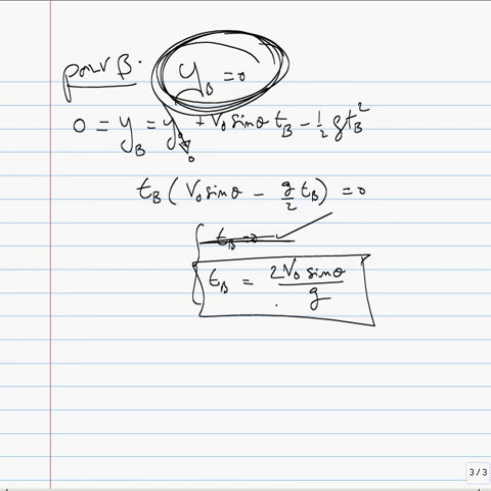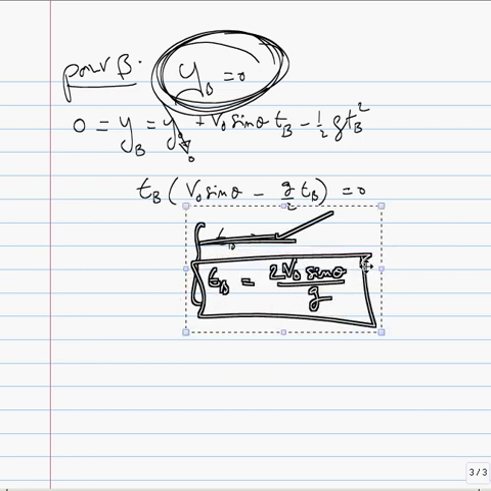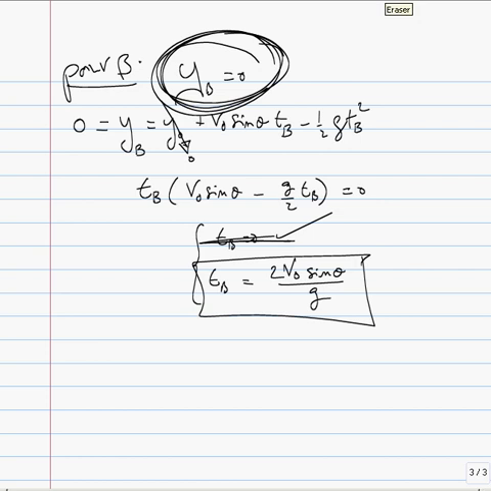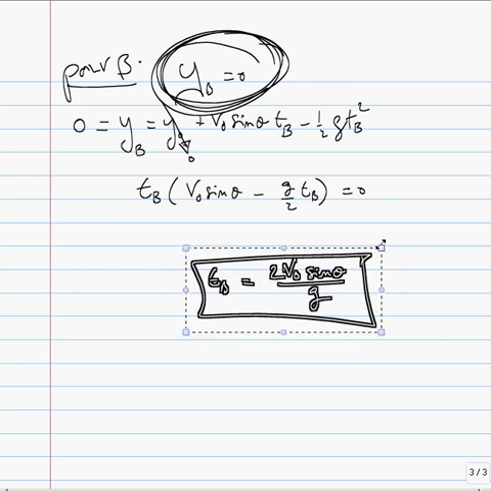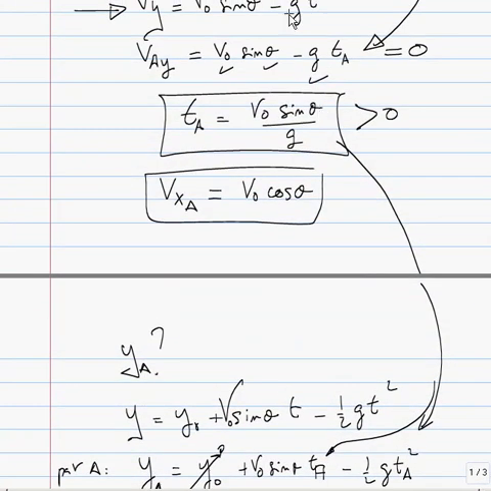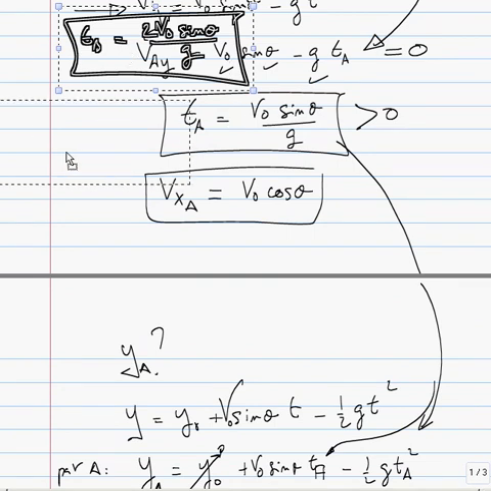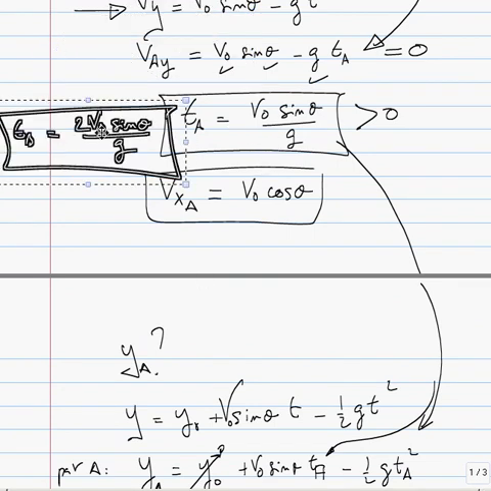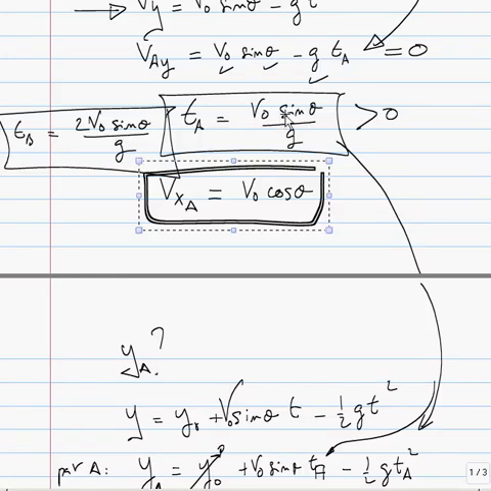Now, let's look at this carefully. Let's capture it, because by the time I move up, I'm going to forget it. Let's compare this with the time it took to reach position A. That one. Look at those two: v naught, v naught, sine theta, g, g. The only difference is a factor of 2. That means it took twice as long to reach B. Aha, well, that's interesting.